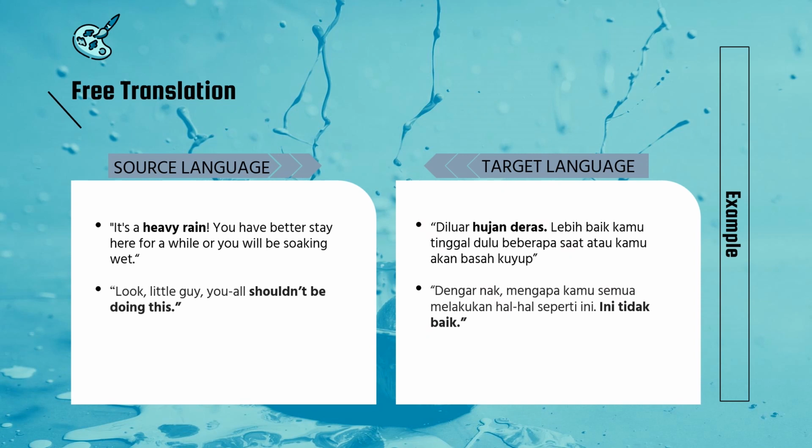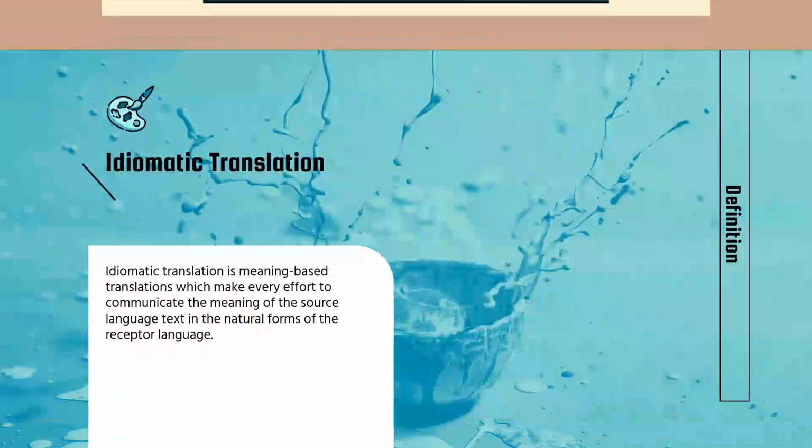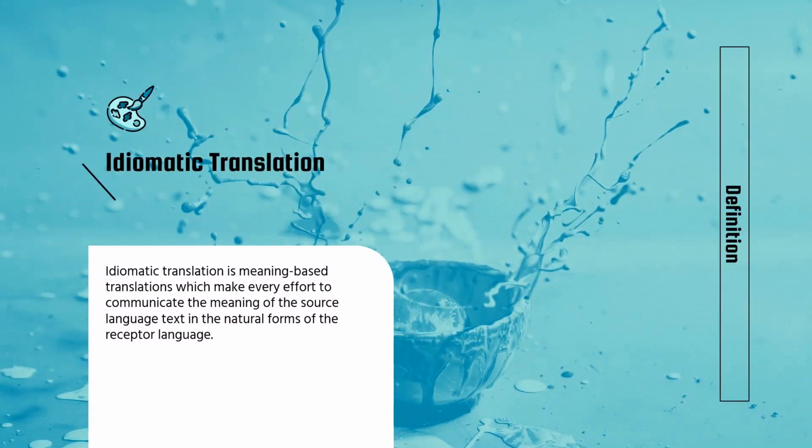The term heavy rain does not mean hujan berat, but it adjusts to the choice of words commonly used in Indonesian, namely hujan deras. And in the second example, look, little guy, you all shouldn't be doing this. In the target language, dengar nak, mengapa kamu semua melakukan hal-hal seperti ini? Ini tidak baik.